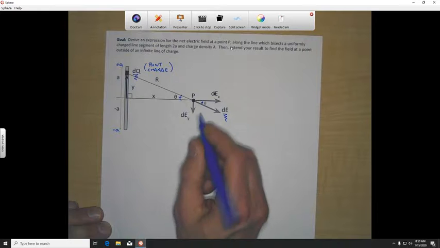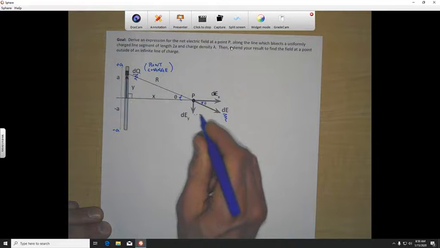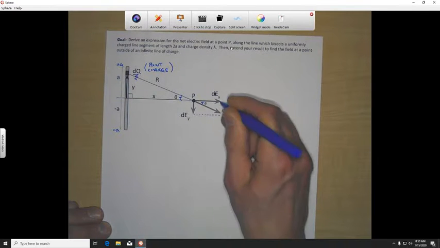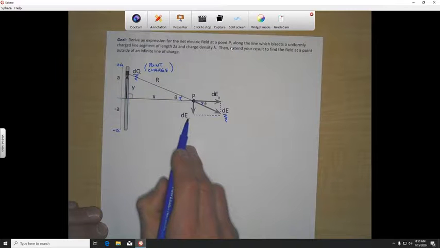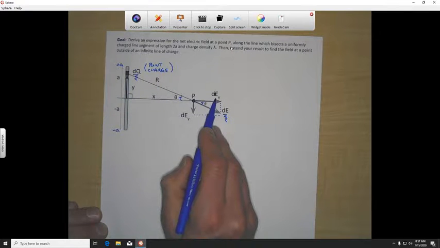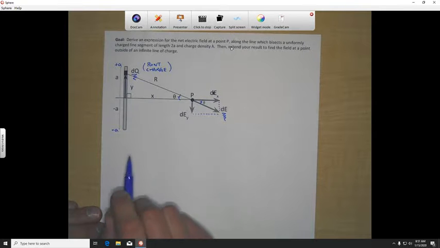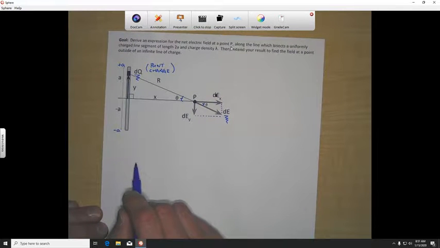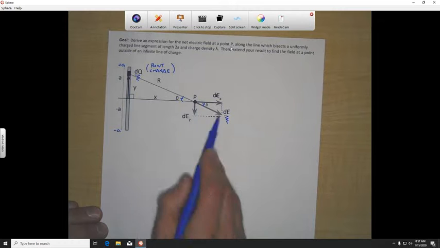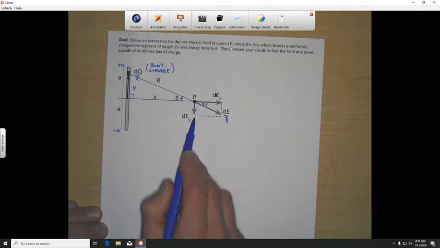The picture also shows that dE has components. You could draw a rectangle around dE, and you could talk about its y component and its x component. So we're going to use the components when we find the net electric field. And so we need to recognize that this dE has x and y components to it.